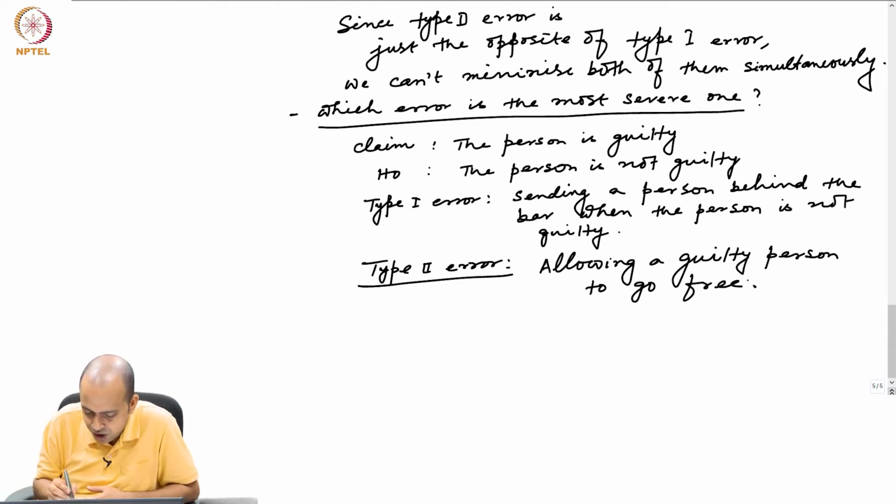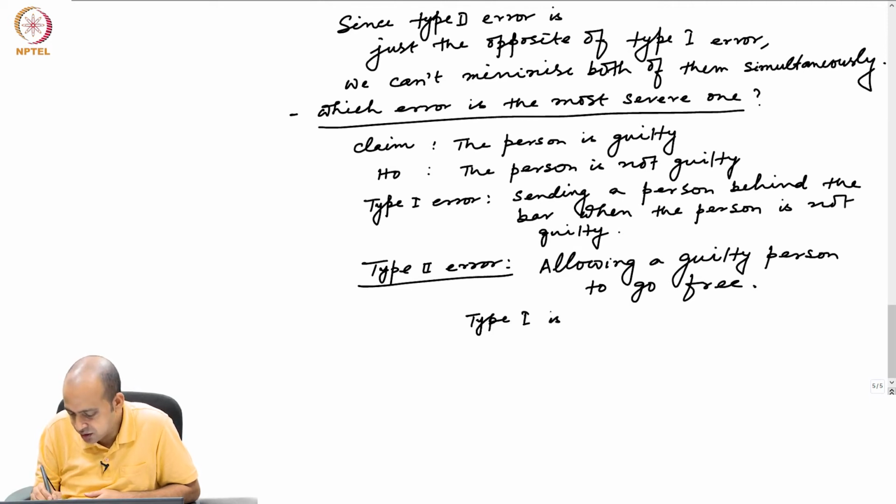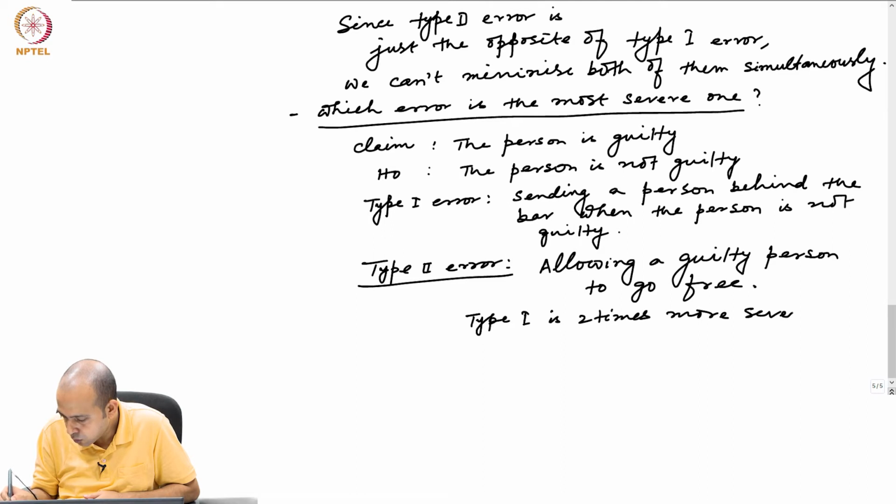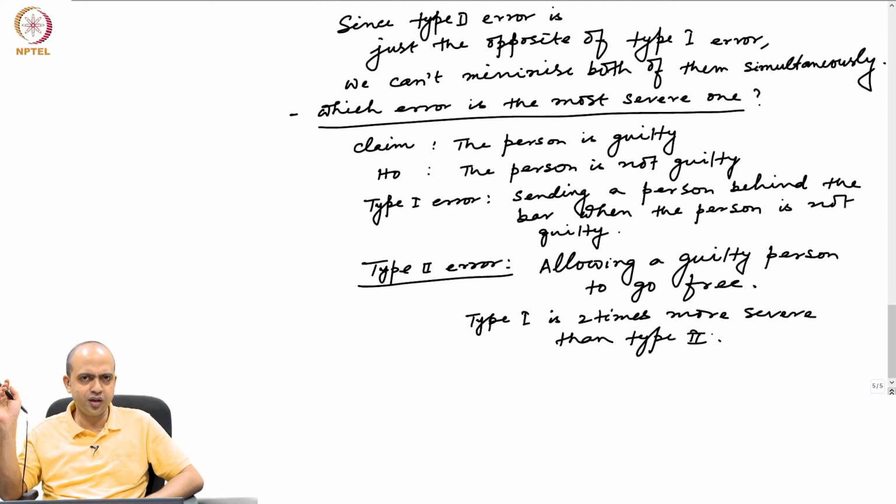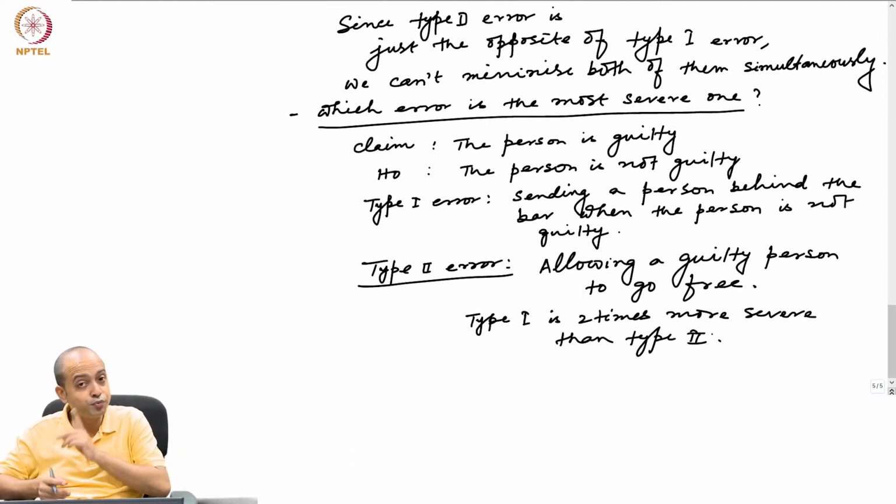So, we can say that type 1 is twice, 2 times more severe than type 2, because in type 2 you are allowing a guilty person to go free, nothing is happening to the innocent person. Here the innocent person is going into jail and the guilty person is moving around. That is why we say that type 1 error is most serious.